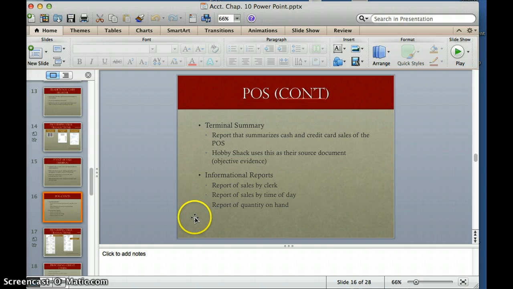From that point of sale terminal, there's three information reports that they can print off. They can print a report of sales by clerk, which you might want to do if you work somewhere like the Buckle or somewhere that works on commission. And all that does is show how much that certain clerk sold. So if you were trying to track a person's sales, you could do that.